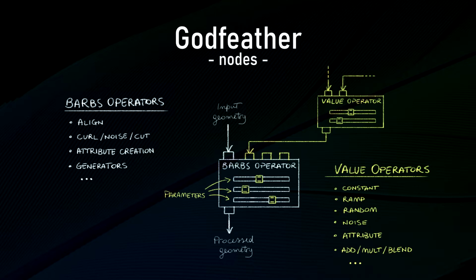The nodes used for this purpose are the value operators, and they are like meta nodes as they carry information logic for the barb operator they are connected to. They can also be combined together. Value operators are like functions applied to specific domains. Being able to define the look of your feather spanning across domains is really important.